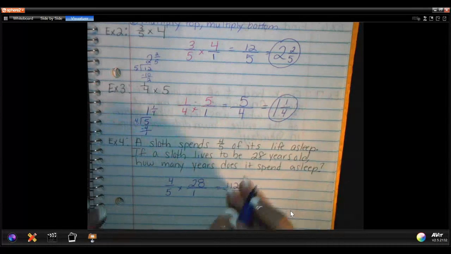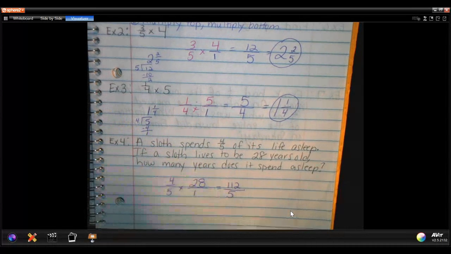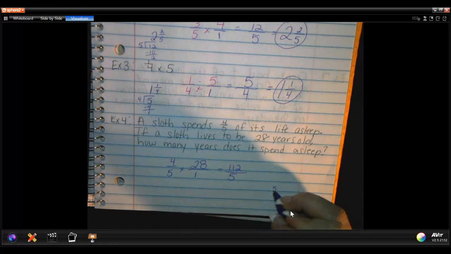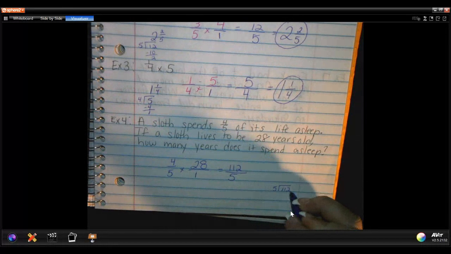And then 5 times 1 is 5. Again, I want to simplify here. I can't leave this as an improper fraction. So I want to see how many times does 5 go into 112?